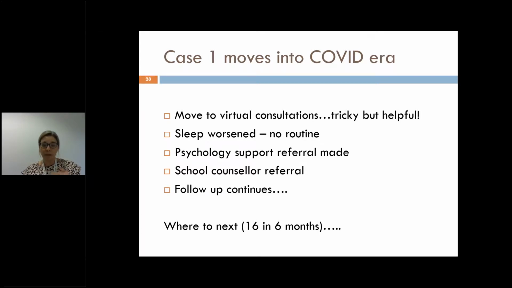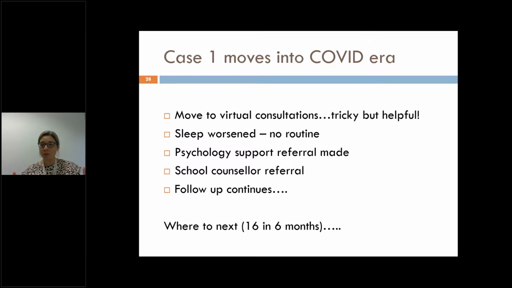Unfortunately, with COVID, we'd been really close just before the pandemic to getting her into a really healthy sleep pattern, and then it just worsened. She had no routine, no school, apart, initially, from some schoolwork that started to come through, and her sleep really reversed quite poorly. So we've made a referral to psychology for some additional sleep support, and a school counsellor to help manage that, because that's somewhere where she feels she gets a bit of support. And I'm continuing to follow her up, so we'll see.